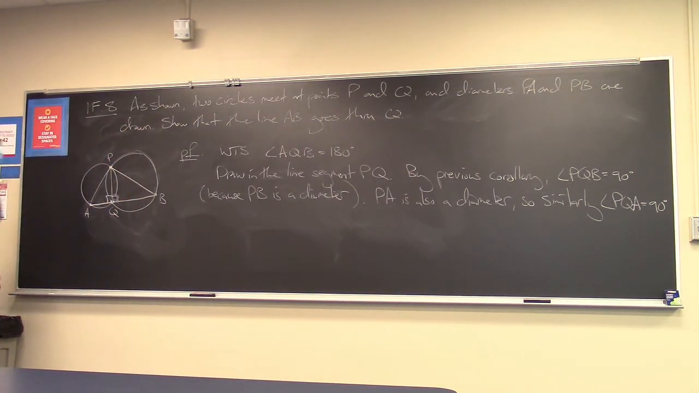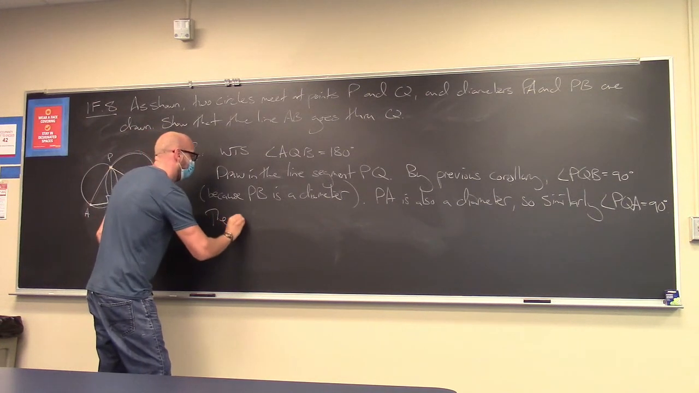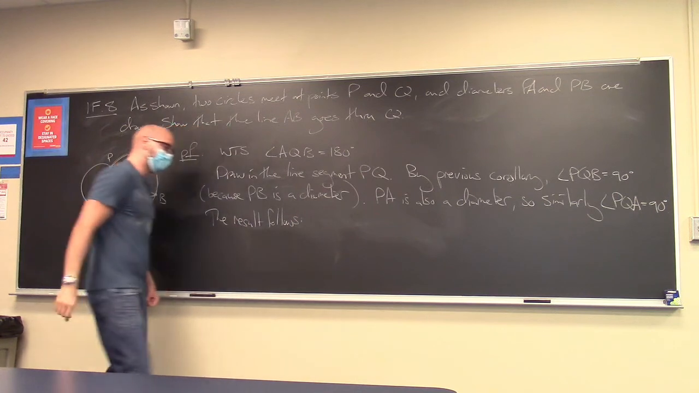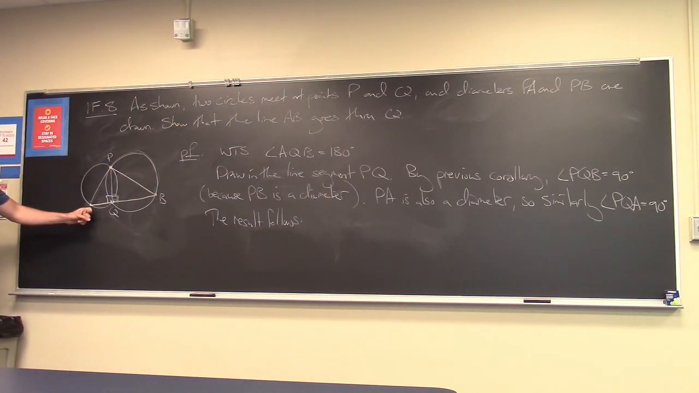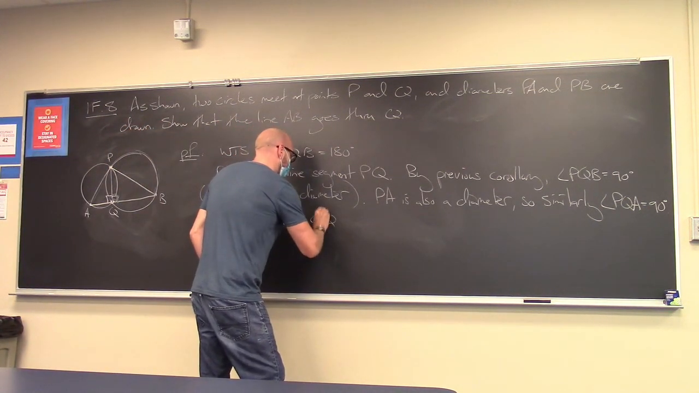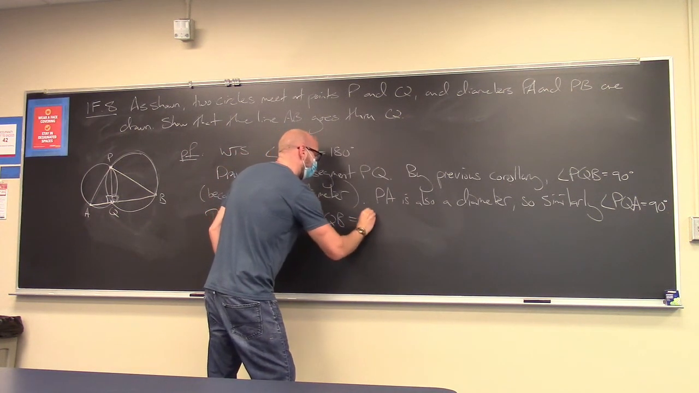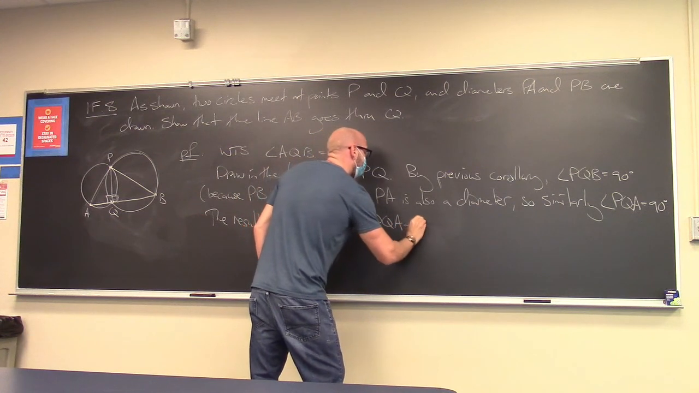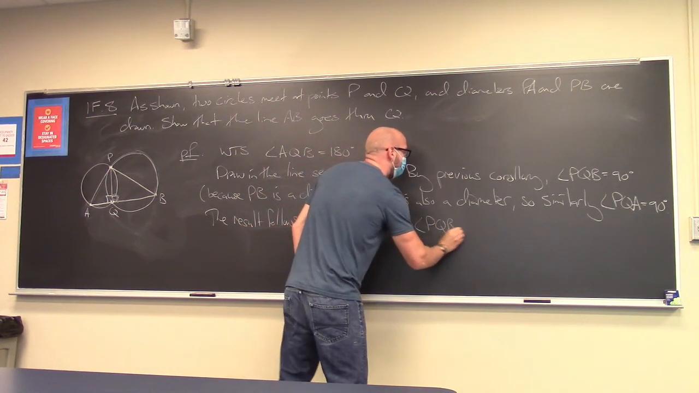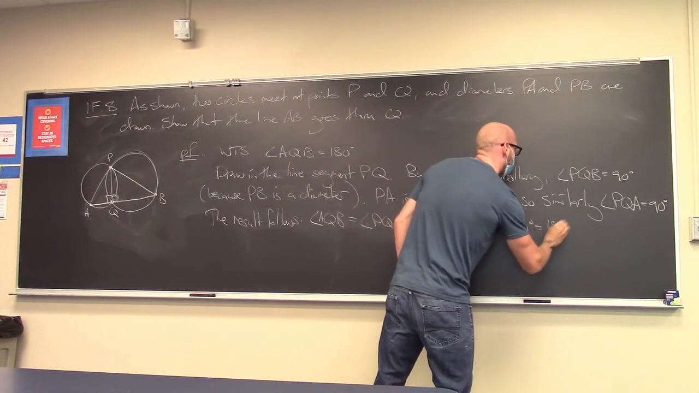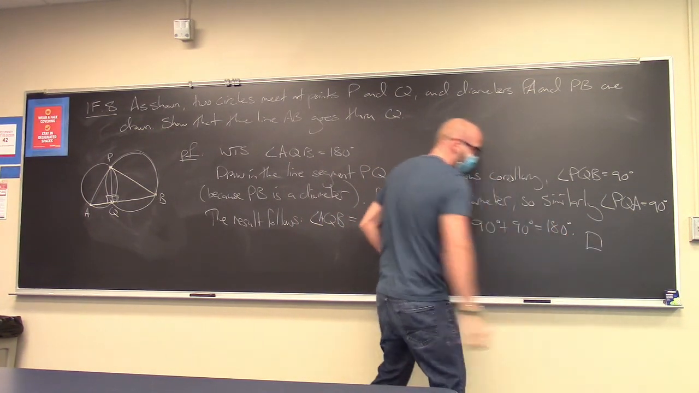And the result follows. Right, we're done at this point. The result follows almost immediately, but I'll state exactly why anyway. Is because AQB is the sum of these two angles, right? The result follows: angle AQB is the sum of PQA plus PQB, which is 90 degrees plus 90 degrees, which is 180.